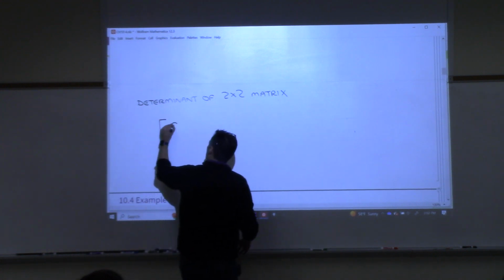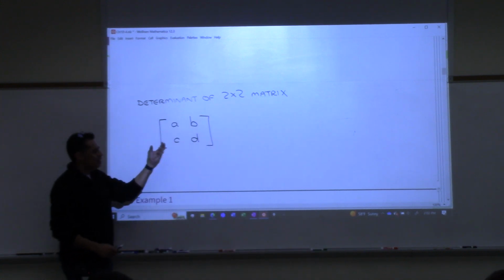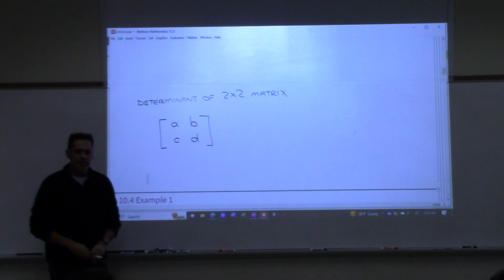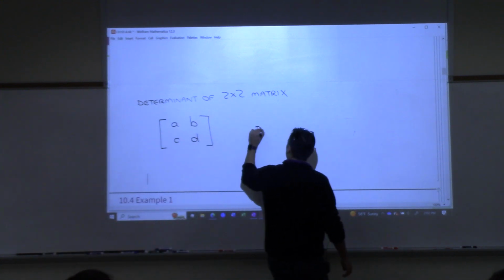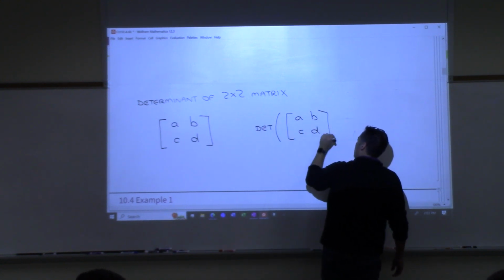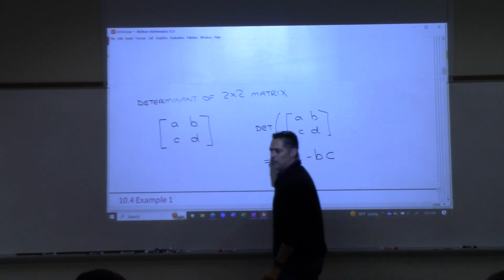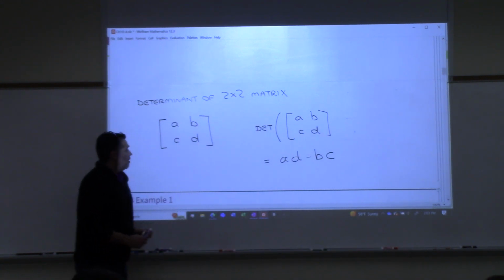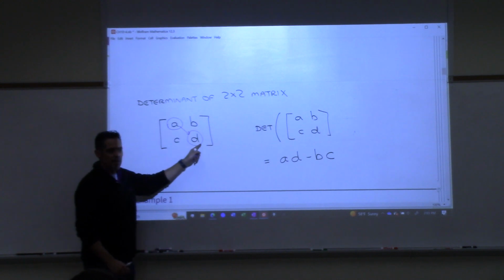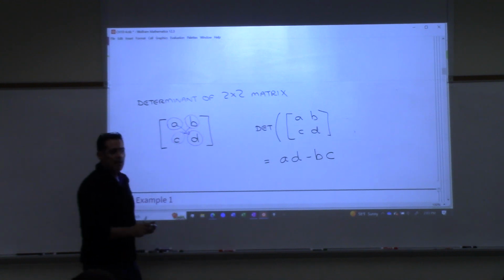So if I start with a 2 by 2 matrix, all a matrix is just a list of numbers. So you have a number, number, number, number, and then you put a bracket here, bracket there. That's a matrix, all right? The determinant of that matrix, we usually denote it this way, determinant of that matrix a, b, c, d is a times d minus b times c. All it is is this number a times that number, a times d, and then you subtract from that these two numbers multiplied right here, b times c.